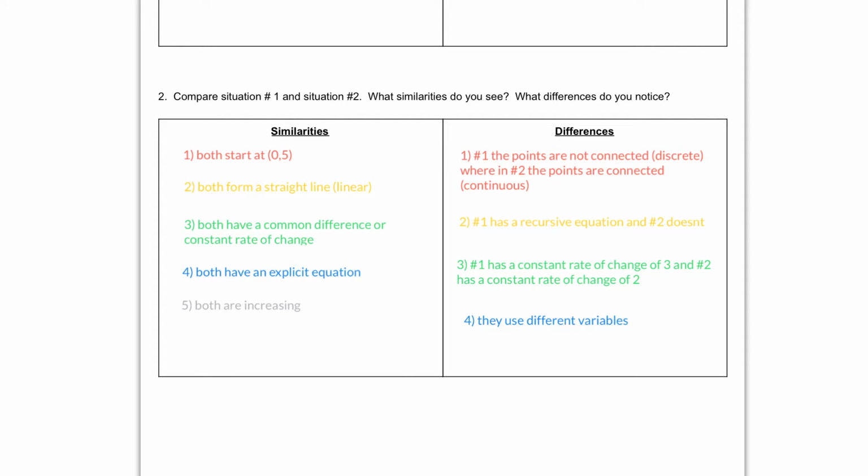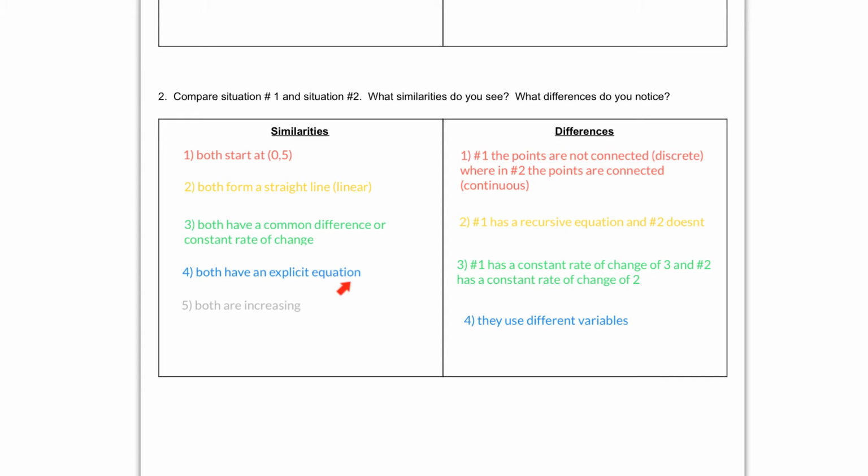the point (0, 5). Another one is that they both form a straight line, and if it forms a straight line, we are going to refer to that as a linear equation. Both have a common difference or a constant rate of change. So common difference and constant rate of change is the same thing. That constant rate of change and common difference we can also refer to as the slope. So they both have a common difference or constant rate of change. That slope is going to stay the same.